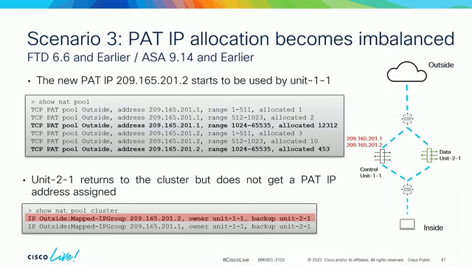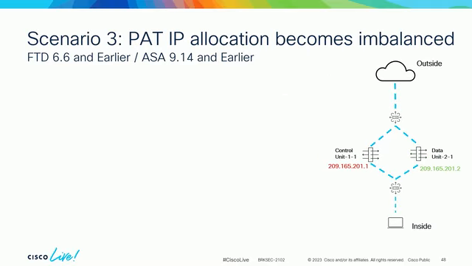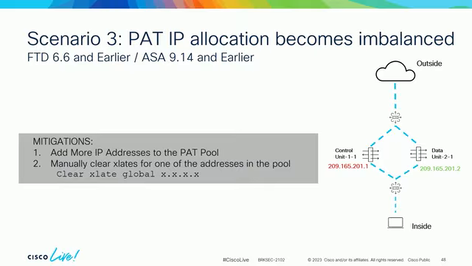In this case, the mitigation would be, first, to add more IP addresses to the PAT pool. But sometimes we know that this is not possible. If we are working with public IP addresses, sometimes we do not have more IP addresses to add to the PAT pool.